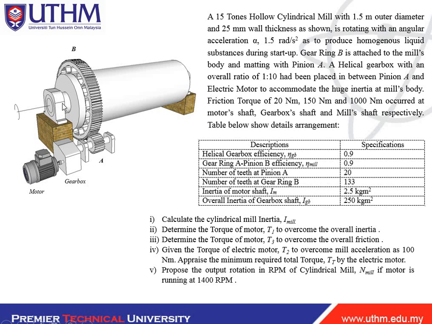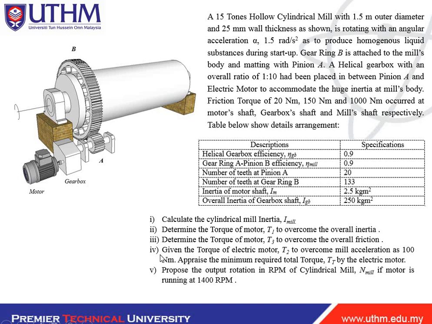There are two journal bearings, one on the left side, another on the right hand side where you can't see it. The mill body itself is 15 ton, external diameter is 1.5 meter. The thickness of the mill body is 25 mm, meaning this is a hollow cylindrical mill. The ratio for the gearbox is known as 0.1, and there is a friction torque at the motor shaft, gearbox shaft and the mill shaft of 20 Nm, 150 Nm and 1000 Nm. Other descriptions are stated in the table, so you need to answer all those questions.